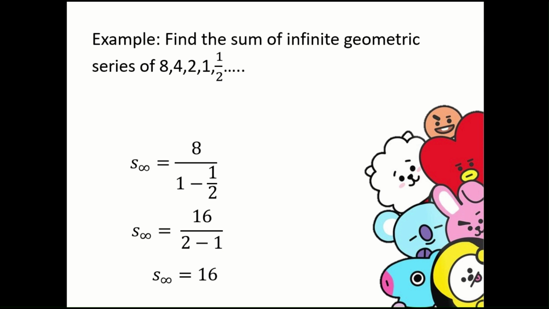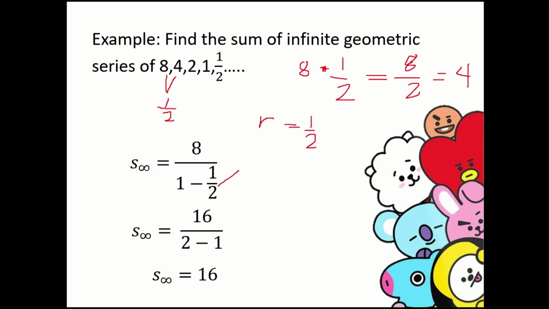Find the sum of infinite geometric series 8, 4, 2, 1, and 1/2. In this case, let us solve first the value of r. 8 times what? 8 times 1/2 to get 4. Again, you double check. 8 times 1/2, that is equal to 8 over 2, and then that is equal to 4. Therefore, r is equal to 1/2.